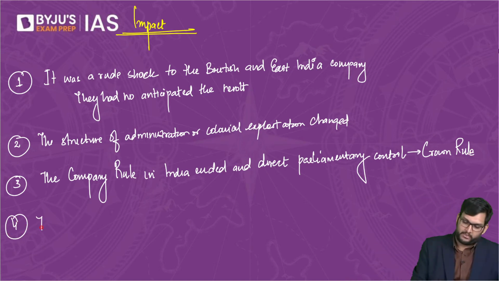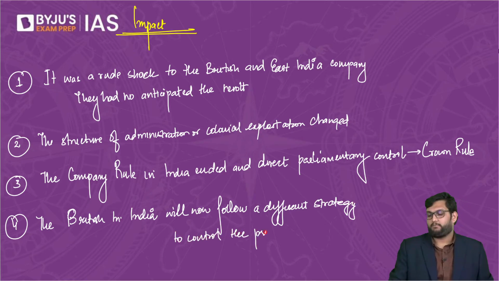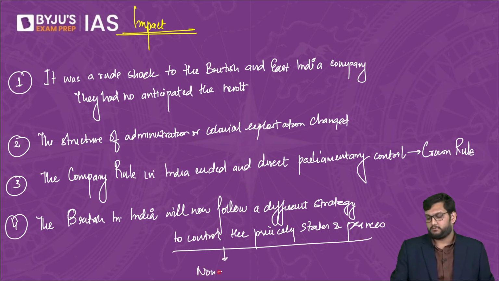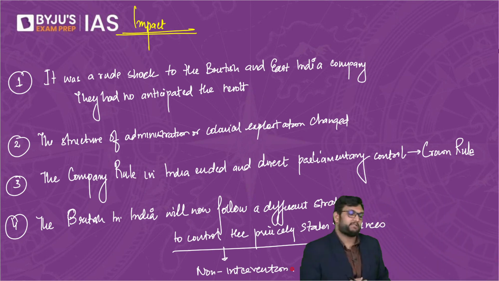And fourth is that the British in India will now follow a different strategy to control the princely states and princes, which is called non-intervention. Basically, there are four major changes.